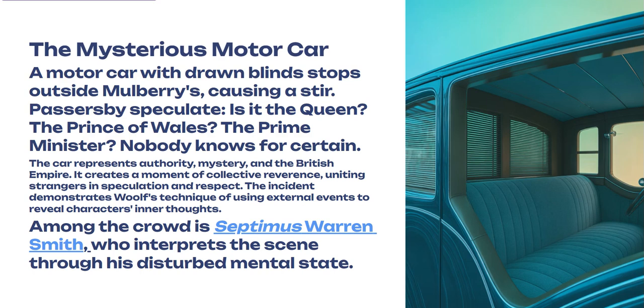And then among those watching is Septimus Warren Smith. Now the entry of Septimus Warren is seen. He sees the car with his own troubled mind and reacts differently from others. This scene actually shows how the same events create very different inner reactions for different people.